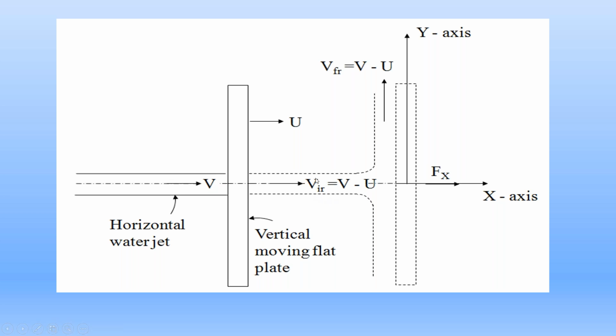So check those two relative velocities of the water jet. The initial relative velocity of the water jet is V minus U. It is along the x-axis. The final relative velocity of the water jet is also V minus U, but it is on the y-axis.